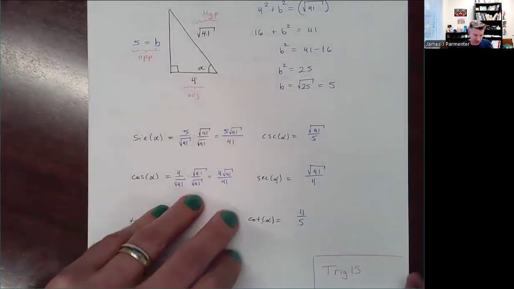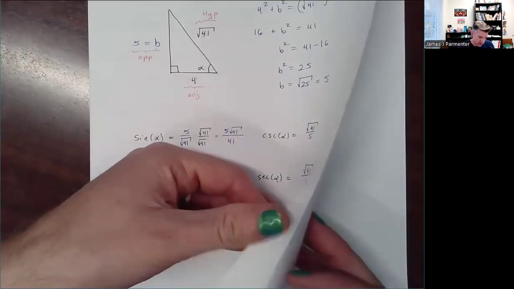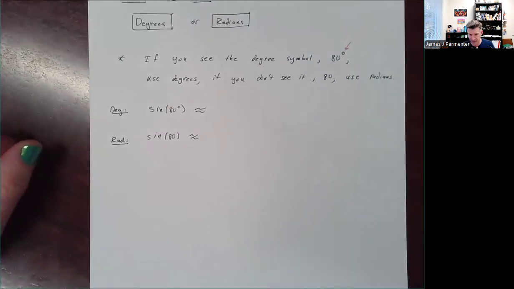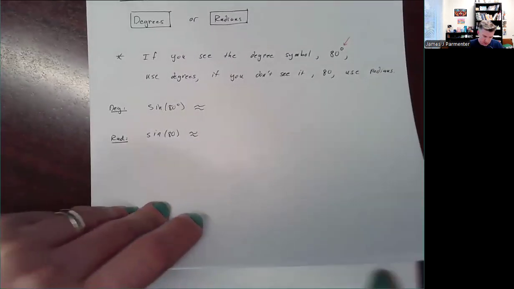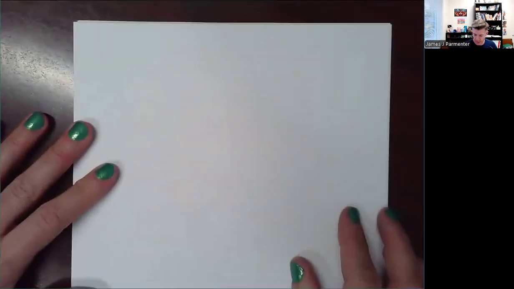Cool. Got a couple more things to do, and then we're done with this. I kind of feel like I should do one more example. Yeah, let's do one more example real quick. So let's say we were given the following triangle.